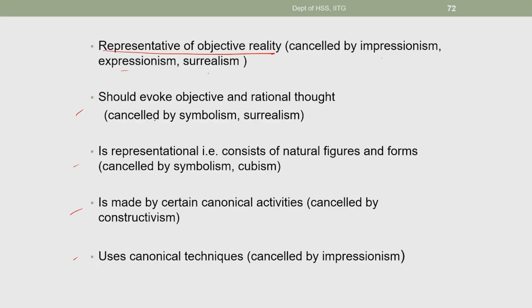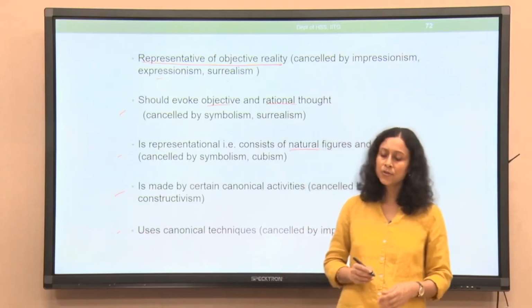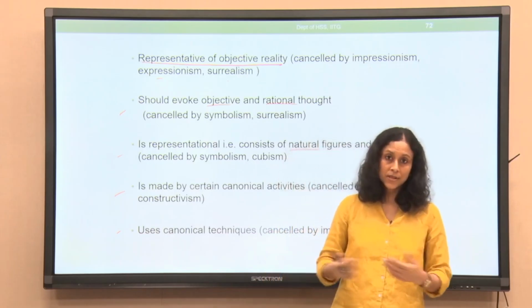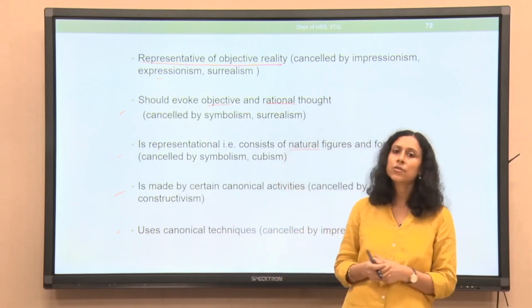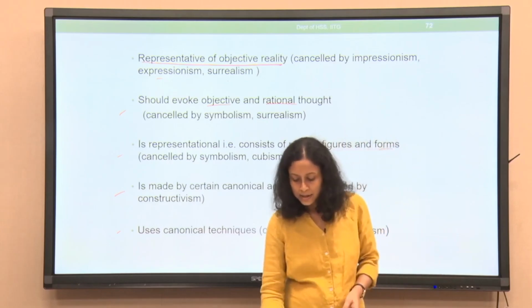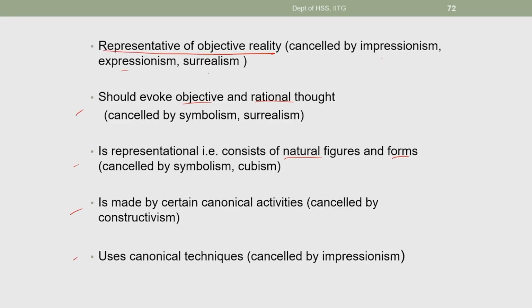If you look at Symbolism, for example, objective and rational thought is cancelled. Similarly, natural figures and forms: if you look at Picasso's paintings, for example, the figures are all distorted for a lay person, but for Picasso, and for art lovers and connoisseurs of art, they are perfectly fine.